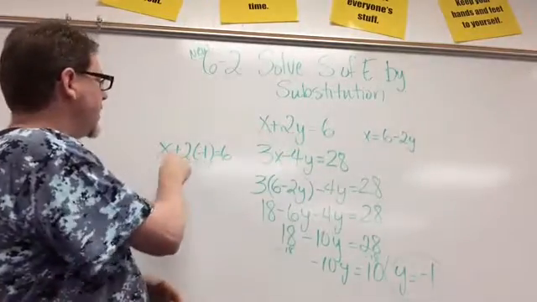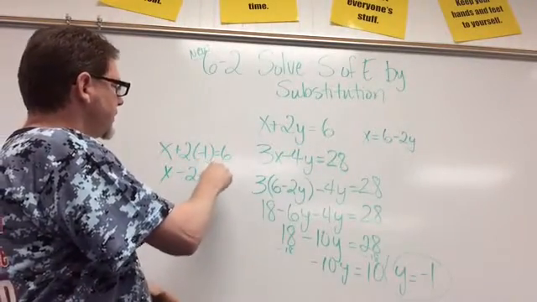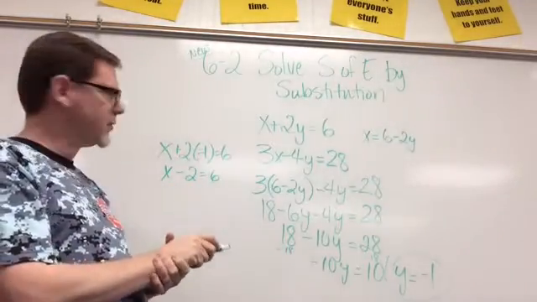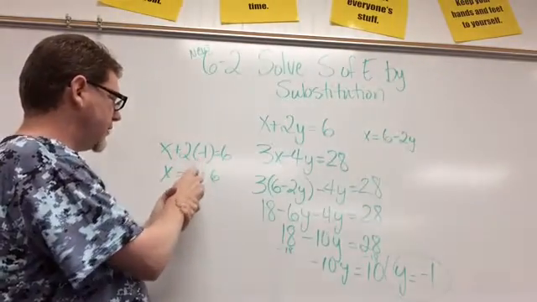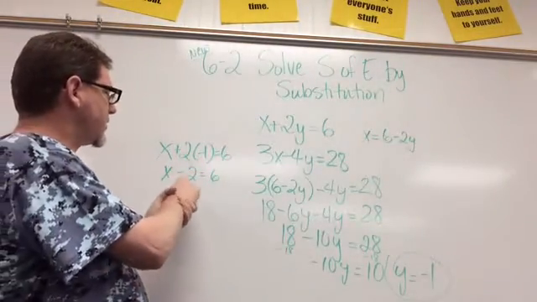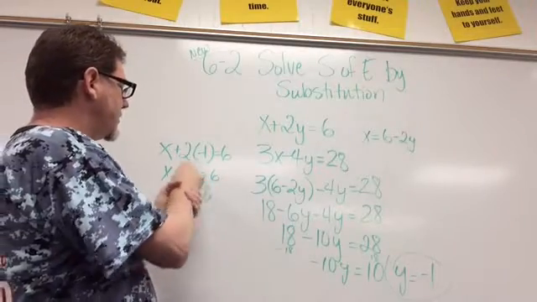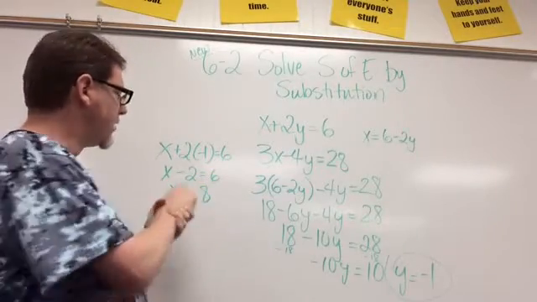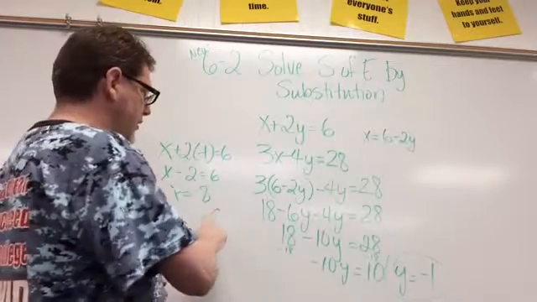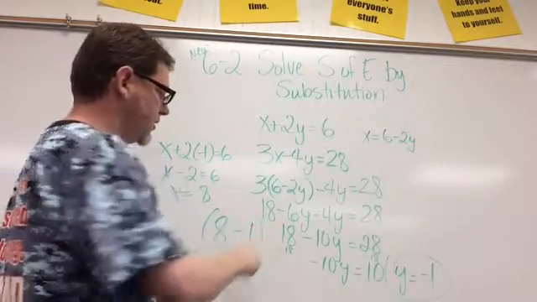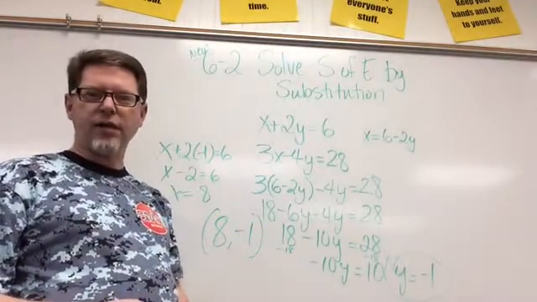I just took that negative 1 and stuck it where the y is. And so then I have x minus 2 equals 6, because positive 2 times negative 1 is negative 2. So x equals 8, because I added 2 to both sides. So x is 8 and y is negative 1. So the solution to my system is 8 comma negative 1.